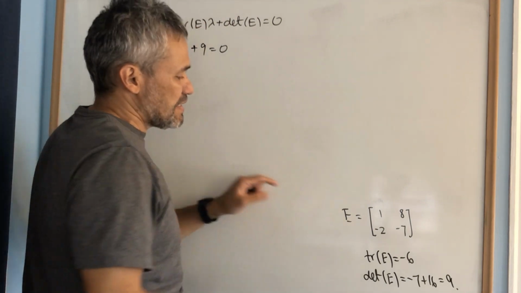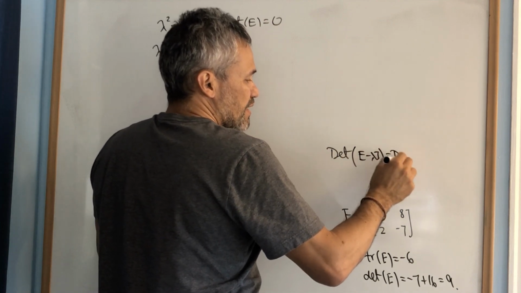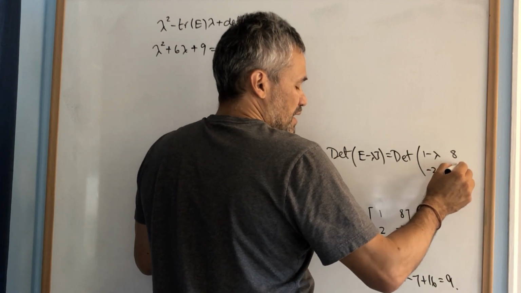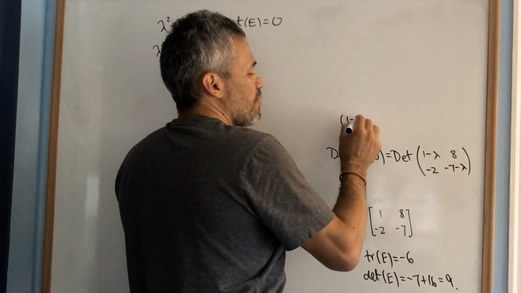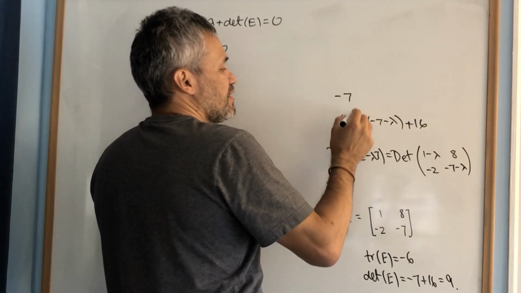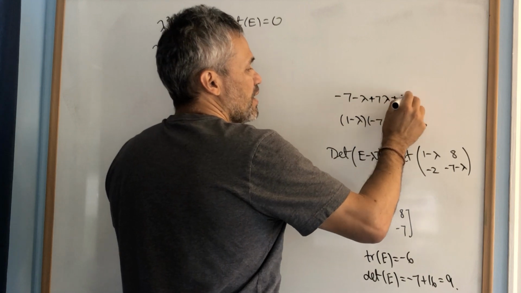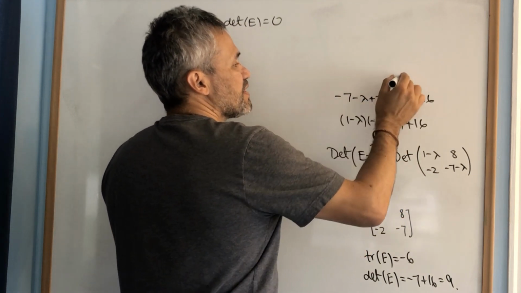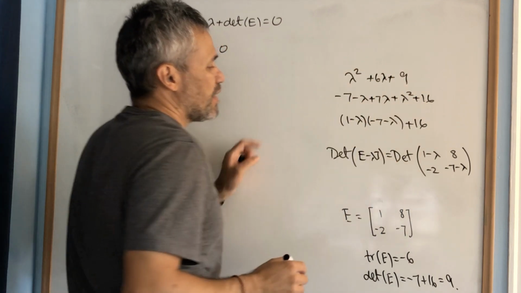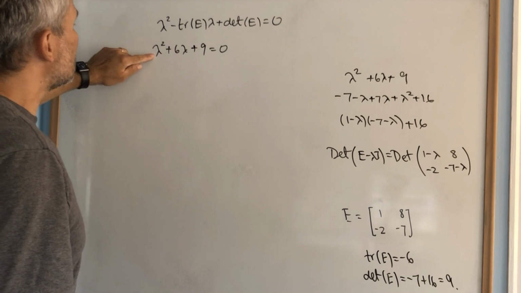Notice that we could have gotten the same if we do the determinant of the matrix E minus lambda I. This will be the determinant of the matrix 1 minus lambda, 8, negative 2, negative 7 minus lambda, and this is just 1 minus lambda times negative 7 minus lambda plus 16, and this is negative 7 minus lambda plus 7 lambda plus lambda squared plus 16. 16 minus 7 is 9. 7 lambda minus lambda is 6 lambda, and we have the lambda squared. We get the same result. This technique works for 2 by 2 matrices. Let's continue with this example.